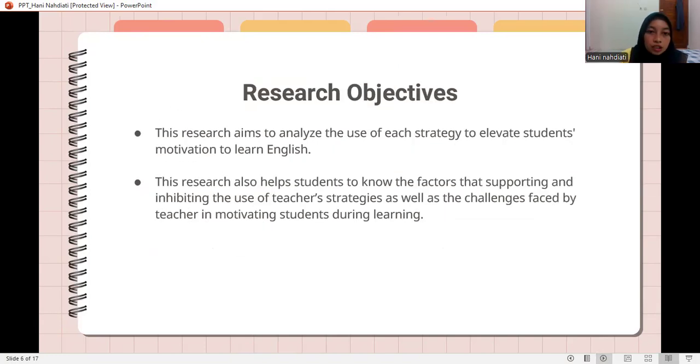So this research aims to analyze the use of each strategy to elevate students' motivation to learn English and also help students to know the factors that support and inhibit the use of teacher strategies, as well as the challenges faced by teachers in motivating students during learning.